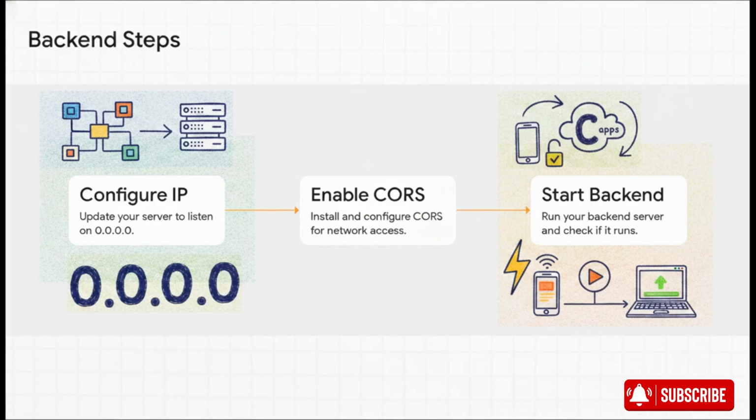To summarize our backend setup, here are steps 3, 4, and 5 of our overall 10-step process. Step 3, configure Express to use 0.0.0.0. Step 4, enable CORS so your apps can safely talk to each other.